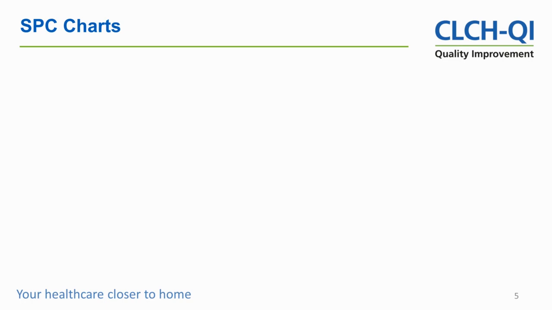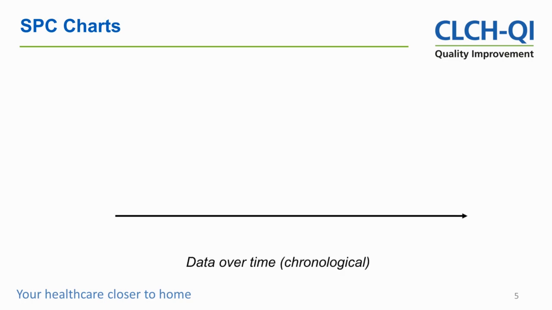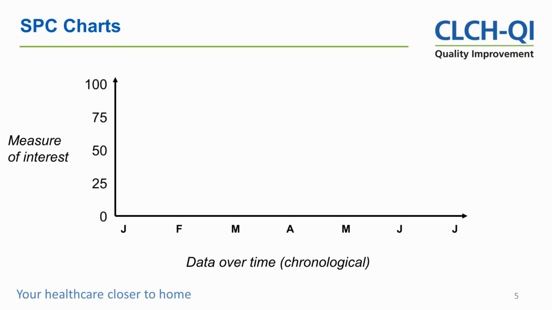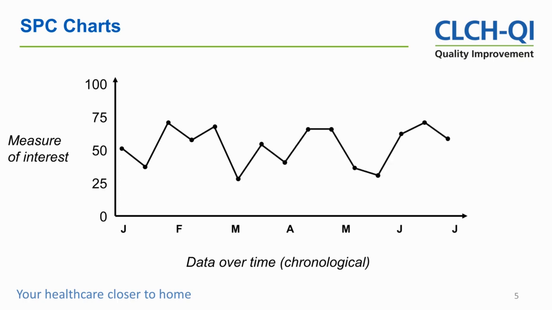So let's talk about SPC charts. They start out in a very similar way to run charts, in that they have a horizontal line, which is used to plot chronological data over time. In this example, months, but it could be days or weeks. They then have a vertical line, focusing on a measure or topic of interest. This is typically numbers or percentages, but as with run charts, this could be currency. We then add data over time, and join this data using a line.